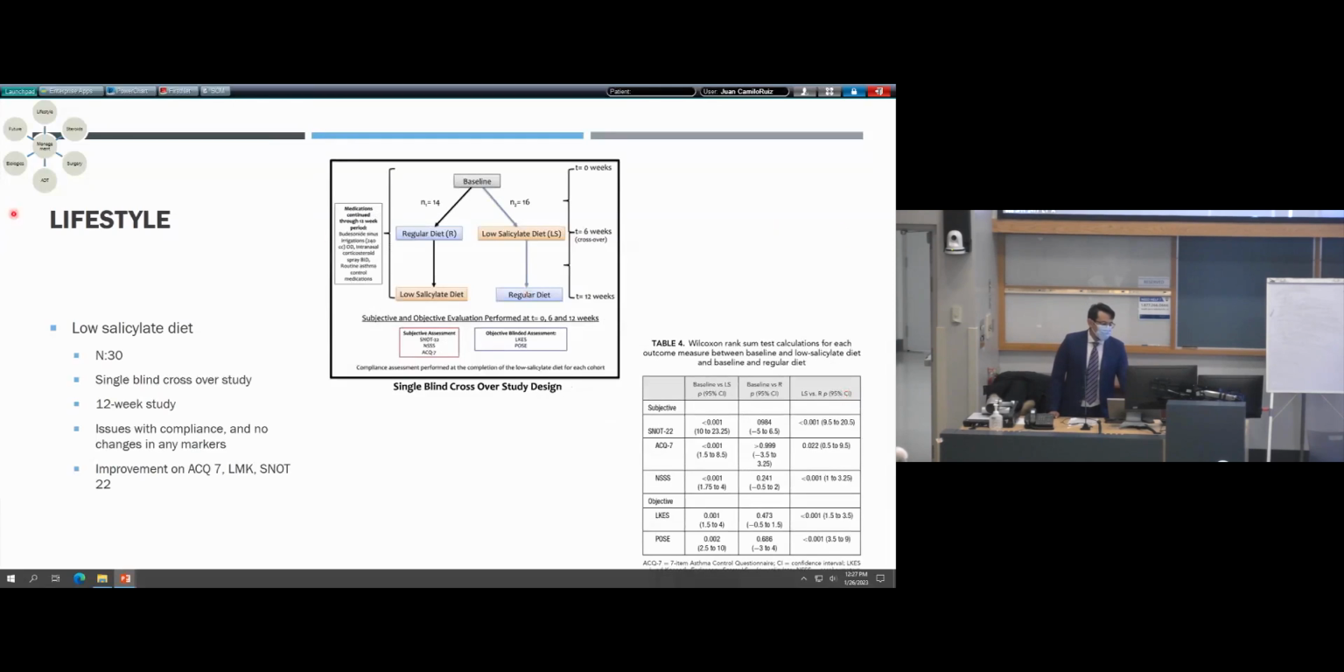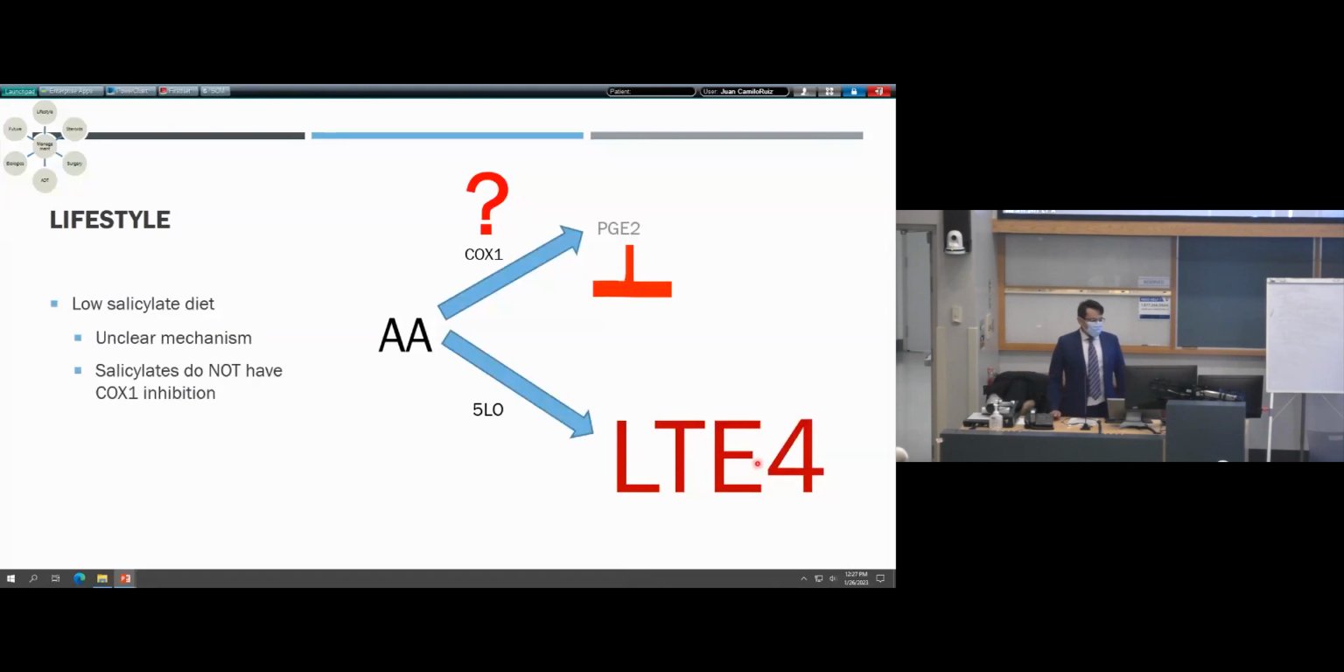Here, you can see how the protocol was done, but overall, they did see some improvement on the similar markers as the previous study. Now, for me, I'm not a big fan of the low salicylate diet, mostly because it's an unclear mechanism. Salicylates don't have an acetyl group, so they don't really activate COX-1. So I'm not exactly sure how they would affect this mechanism.